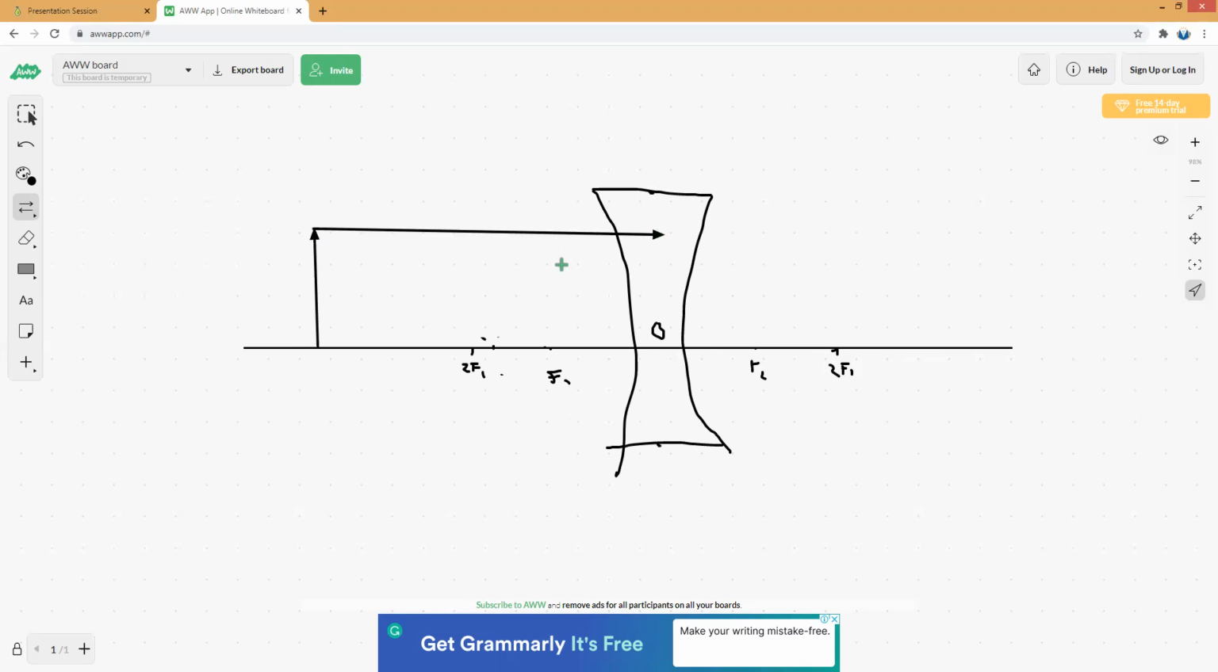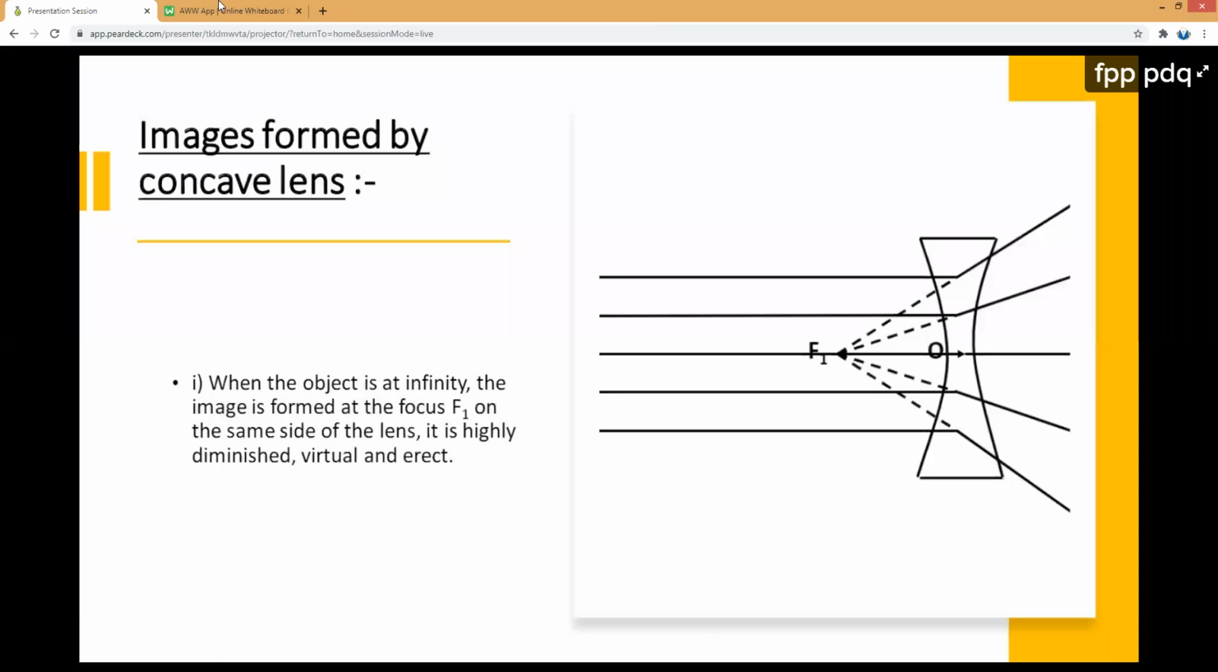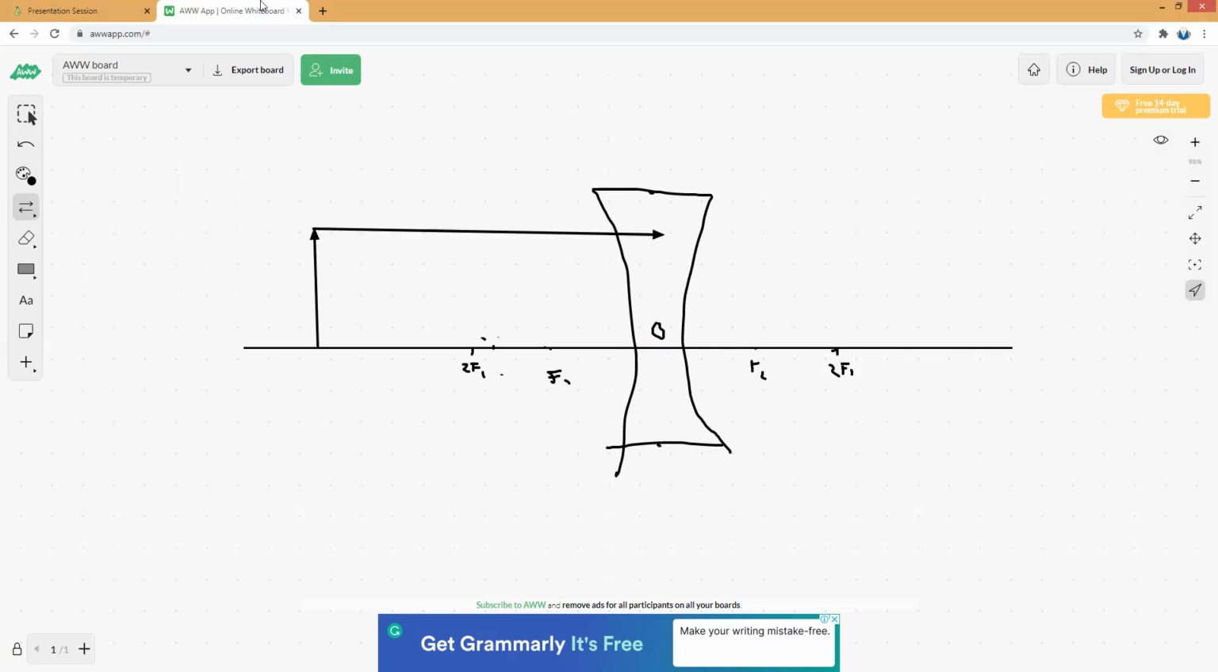Now, how should I continue? Can anyone tell me how to continue this? Recall the convex mirror case. Fabio, anyone? Where do I construct it? Which side should I go?